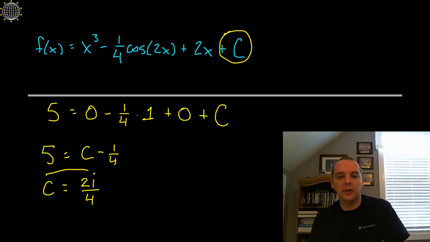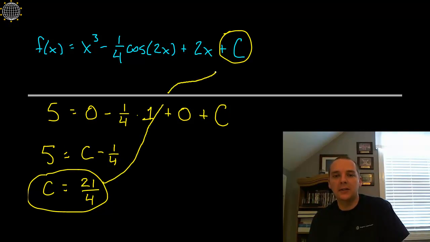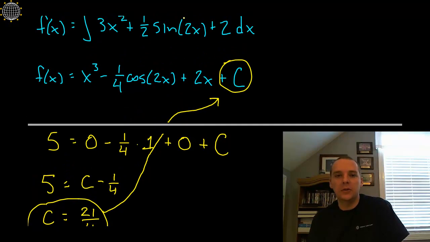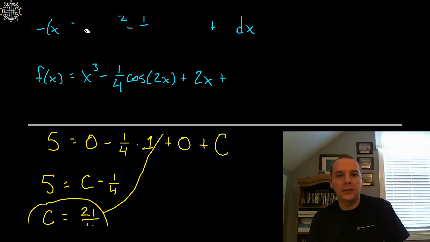So C, after some algebra, would be 21/4. I did go through that algebra quickly, and you can check me on that, but I'm pretty sure this is what the C is. So to finish this up, we're going to take this C out and replace it with 21/4. And that should be our final answer here. I'll just do that real quickly. Pardon my laziness here. I'm just going to erase some of this stuff and jot it in, being that we're almost done. So I'll take that C out and replace it with 21/4.